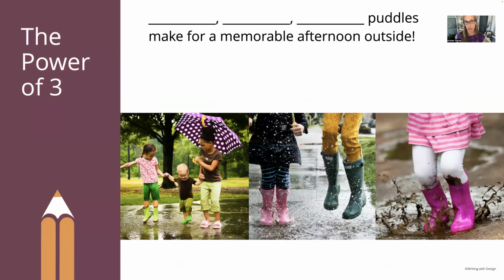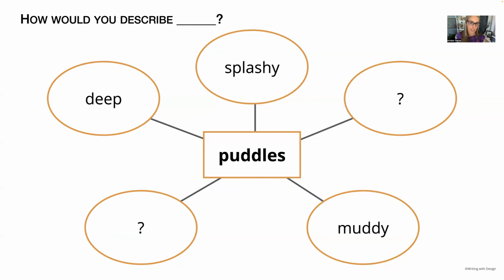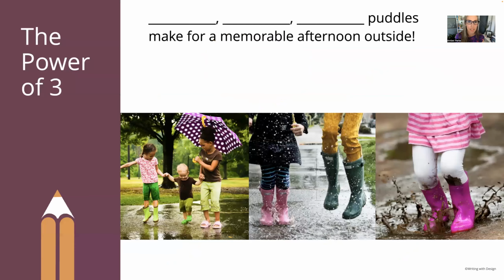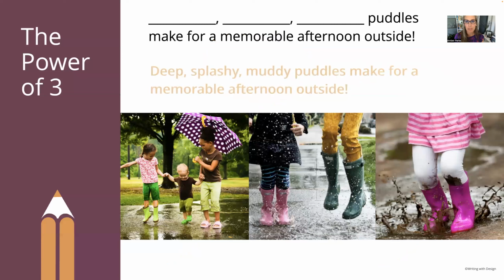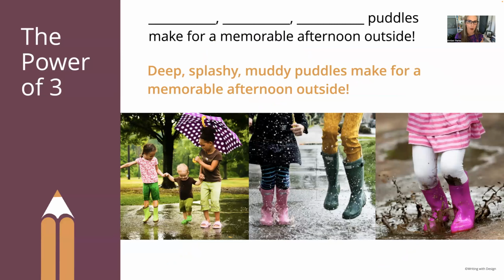Blank, blank, blank puddles make for a memorable afternoon outside. So this one's back to the adjective level. I will go a little bit faster through this one just so you see all the steps here, but just to show you that adjectives can go in the front of the sentence. That is a perfect place for them. We love them there to start off a sentence this way. It's just a really unique way for sentences to be formed. So deep, splashy, muddy puddles make for a memorable afternoon outside.